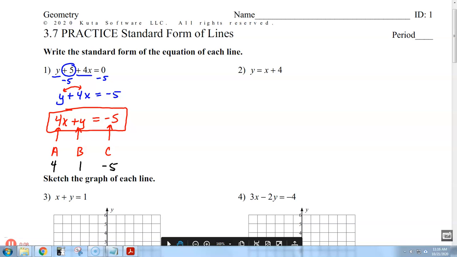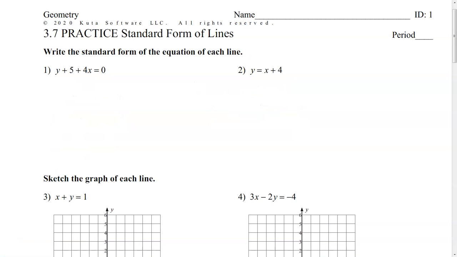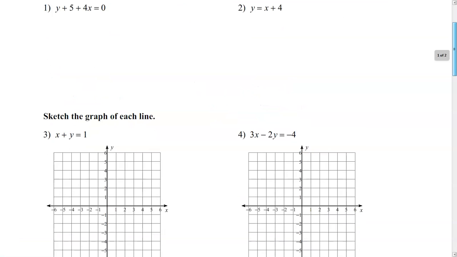All right, looking at number 2. Looks like x is on the wrong side, so we have to subtract x from both sides. So we're going to get this. And then technically we should multiply the whole row by a negative 1. And that way we make sure that our coefficient in front of x is positive 1. All right, moving right along. Down to the next couple.